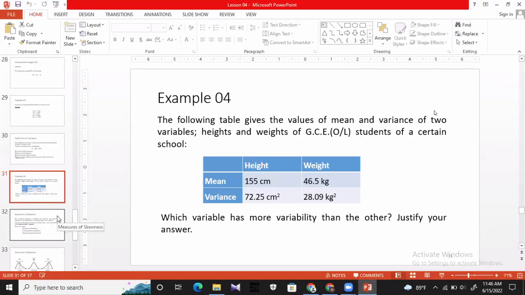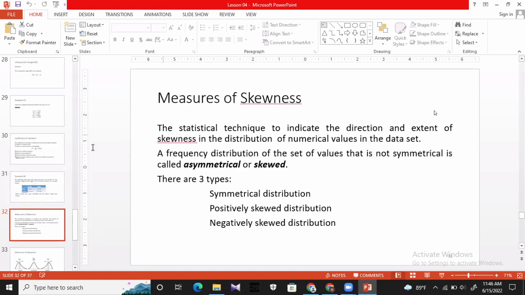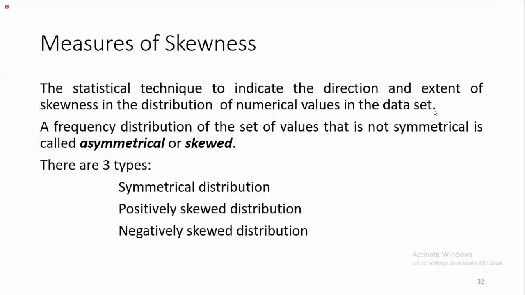So I'm going to start the next topic, measures of skewness. I think I once discussed with you the skewness of a distribution, and here I have given you sketches as well. Measures of skewness: the statistical technique to indicate the direction and extent of the skewness in the distribution of numerical values in the data set.